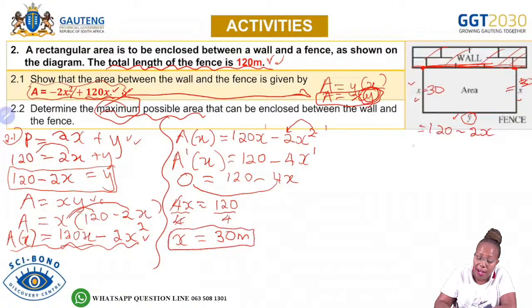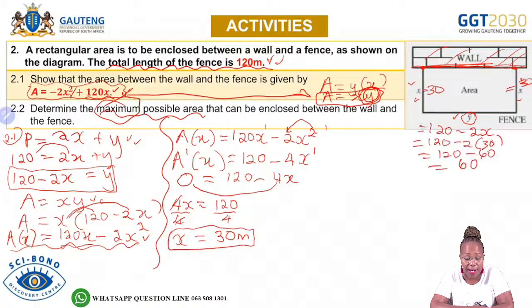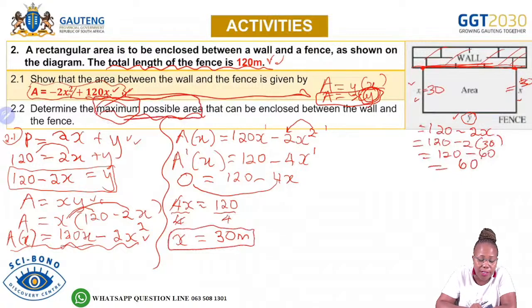And then the y side will be 120 minus 2 into x, 30. This is 120 minus 60, which will give you what? A 60 there. Right. Remember, we have not yet answered the question. The question is looking for the maximum possible area. Up to this far, we have calculated the value of x.